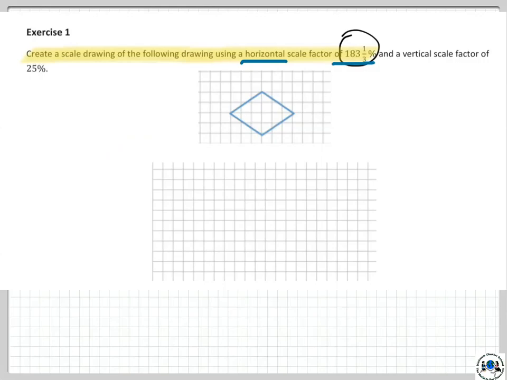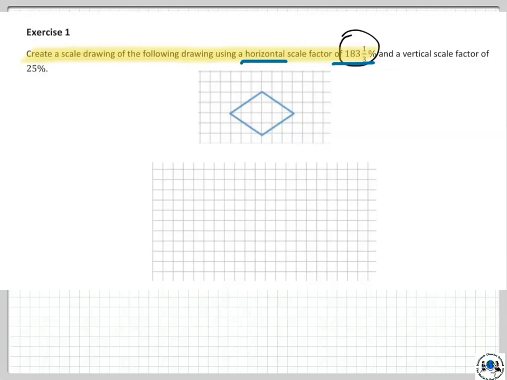Create a scale drawing of the following drawing, this diamond here, using a horizontal scale factor of 183 1/3% and a vertical scale factor of 25%, okay? All right, I want you to ponder that. Think about what you can do and how you could approach this.